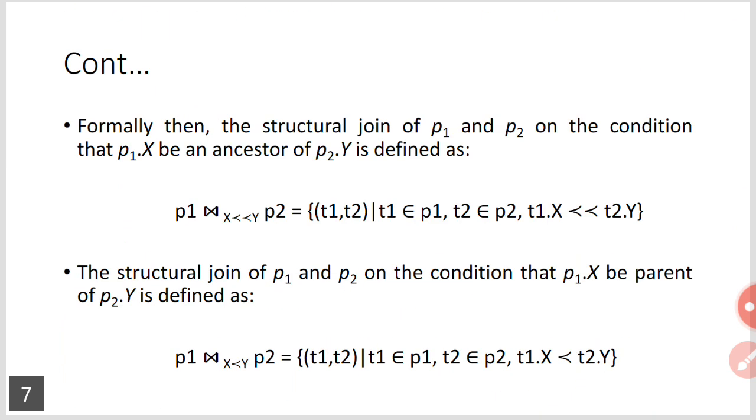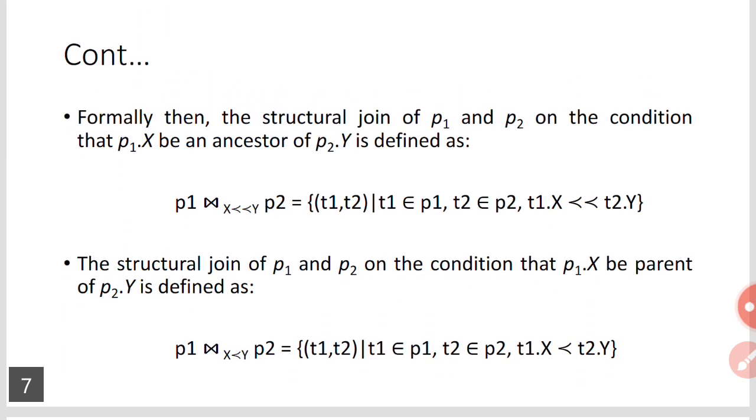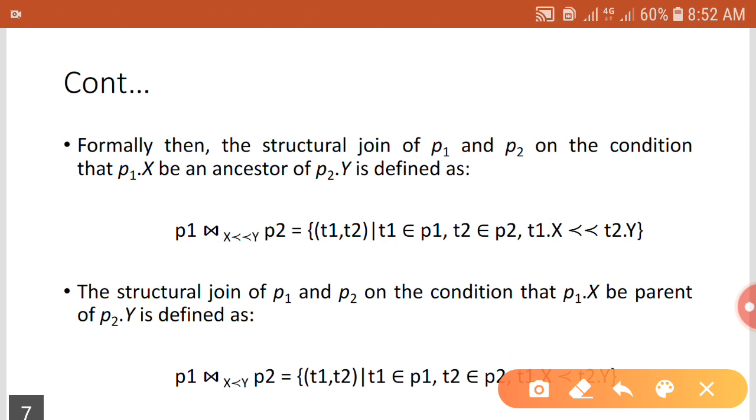So the structural join can be formally defined as follows: the structural join of P1 and P2 on the condition that P1.x be an ancestor of P2.y. If you want to define a structural join between P1 and P2, which contain some tuples, then you can specify it using this formula: P1 join P2, but the condition is node X should be an ancestor of node Y.